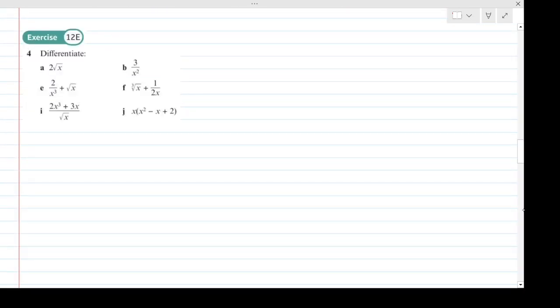Okay, we're going to look at some exercises, and I've got some more quick fire differentiations. So now, again, we need to be quite comfortable differentiating terms like this at this point.